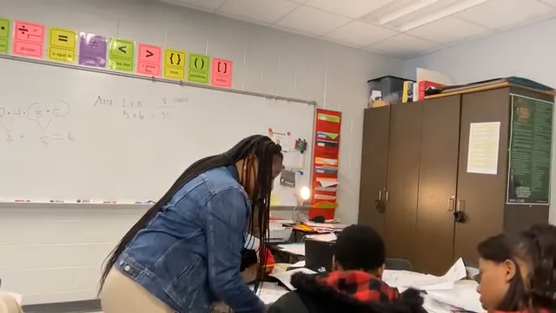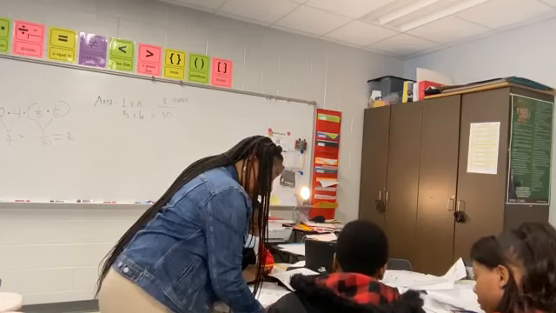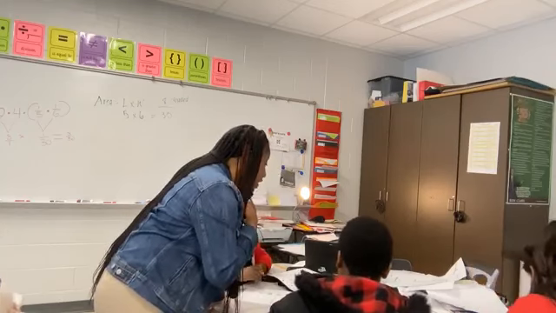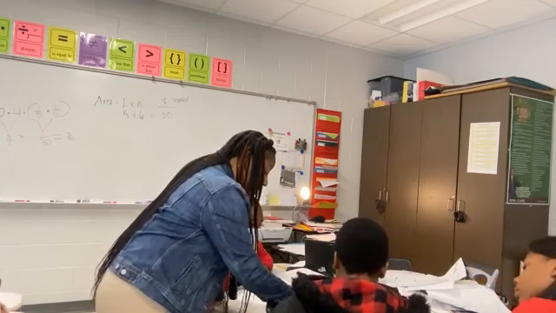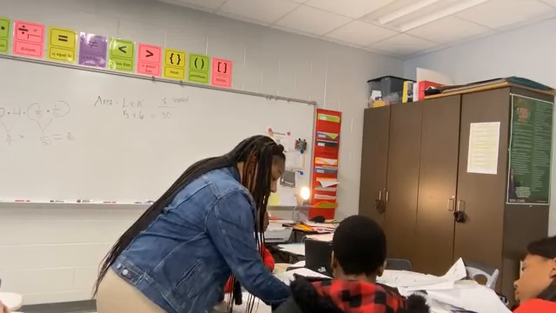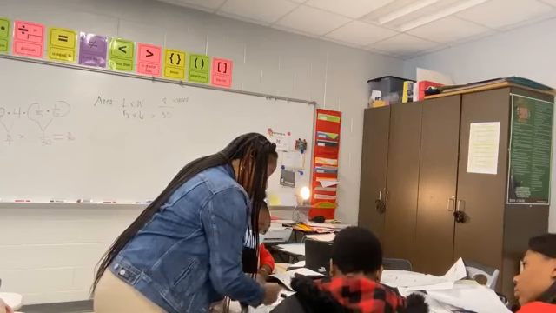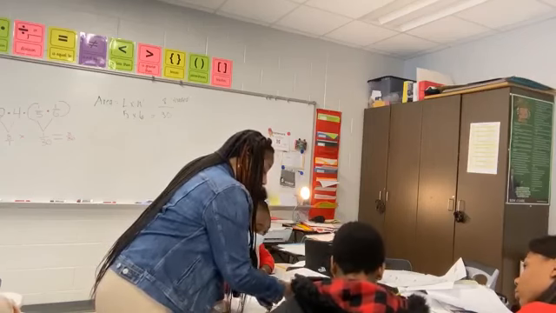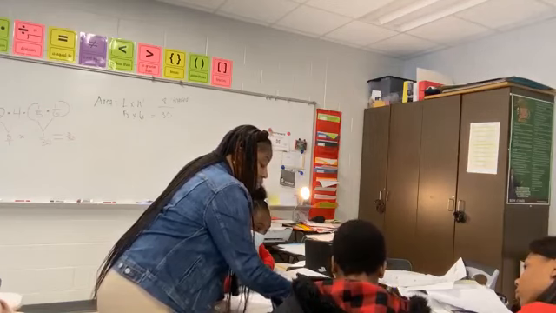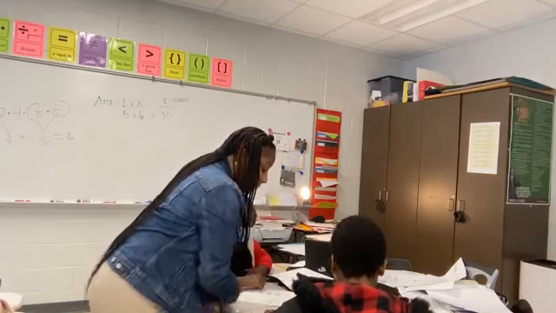So 5 times 4 is what? 20. Okay. So I got 20 squares all together, and all 20 of them are what? Shaded. Okay. So 20 as the numerator, 20 as the denominator. 20 over 20, that makes what? One whole. Okay? Good job.